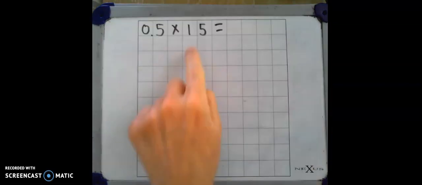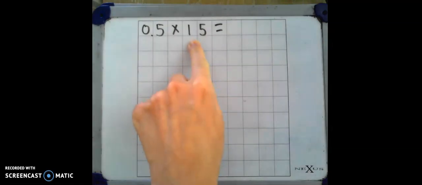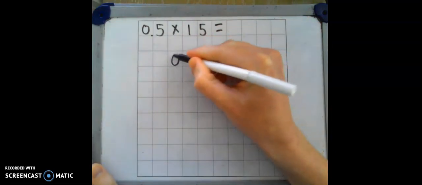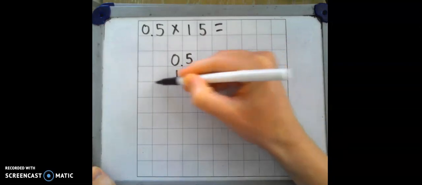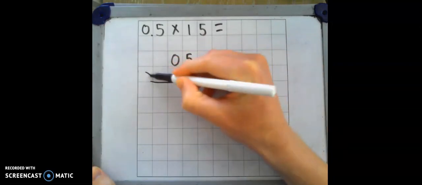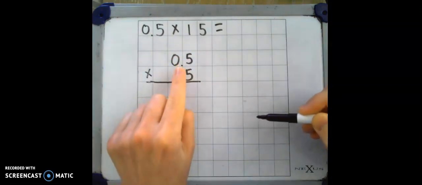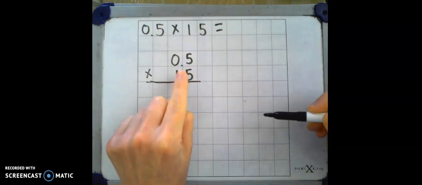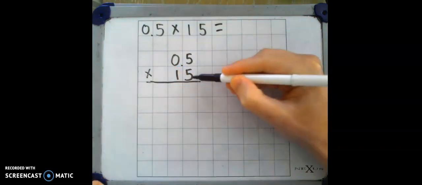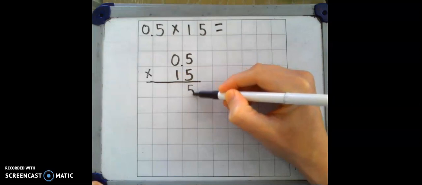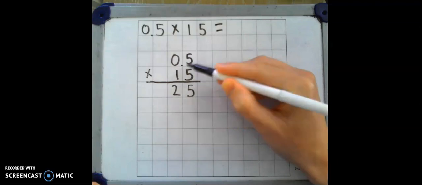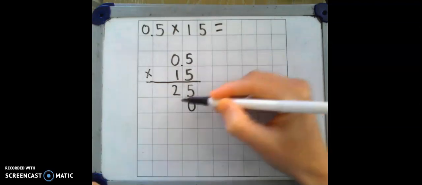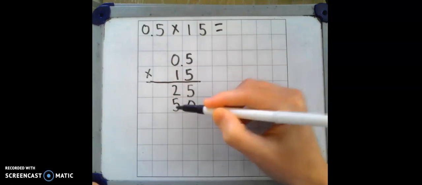We also might see a calculation like this, where we have a whole number that is 2 digits, so in the tens. We can still do it the same way, setting out as a column method. The reason it's like this is because the decimal point is going to be in the right place to help us with the answer. 5 times 5 is 25. 5 times 0 will be nothing. Place value holder goes in here. 1 times 5 is 5. 1 times 0 is 0.